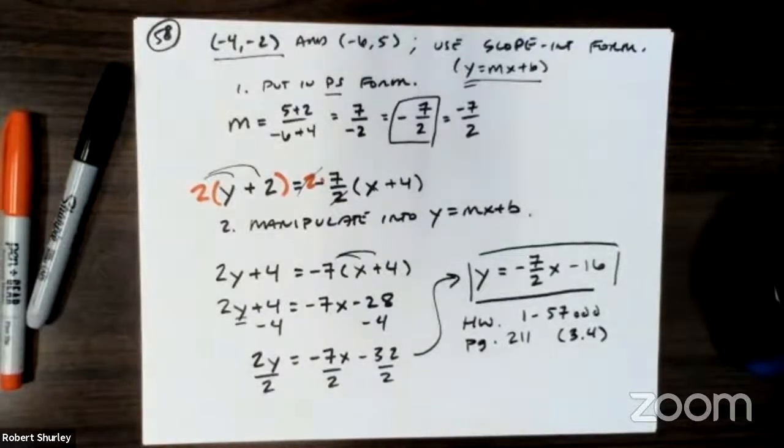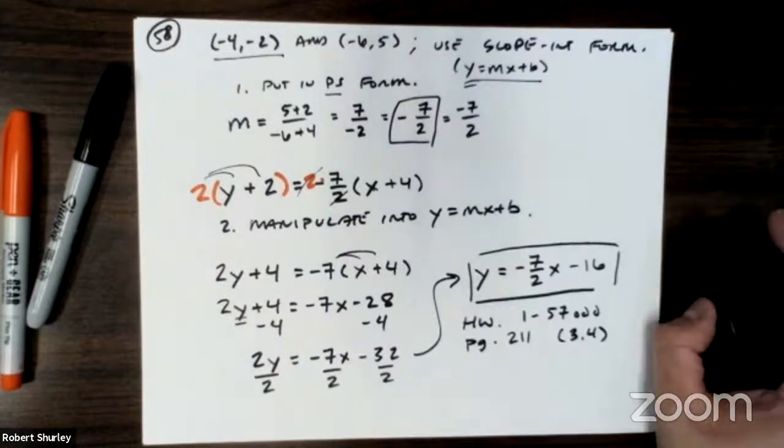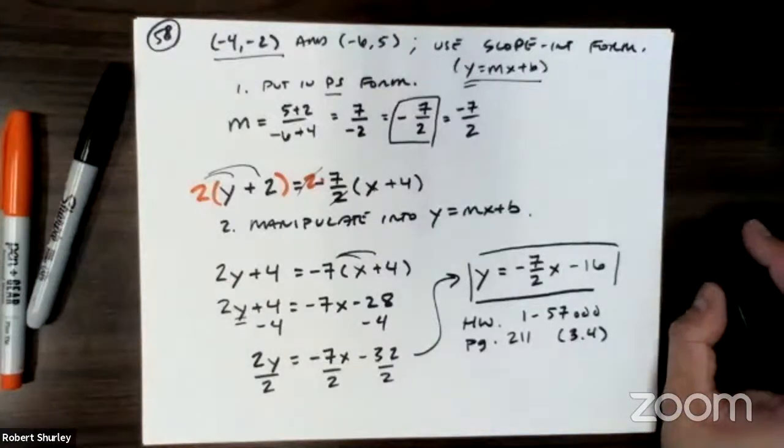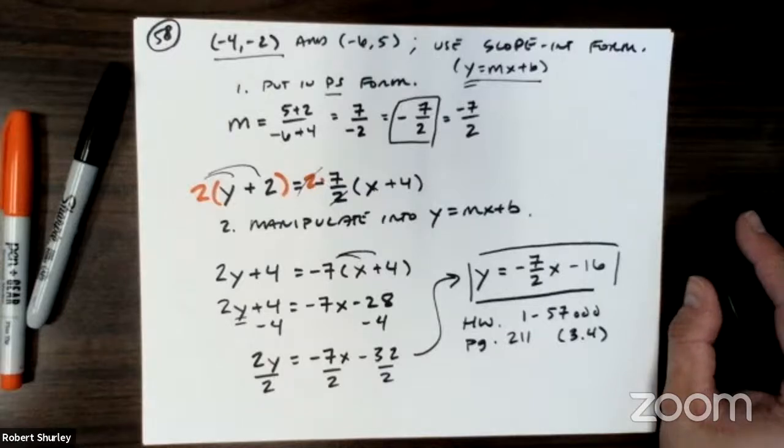I'm about to switch back to my face, so you can write this down. 1 through 57 odd, page 211, section 3.4. Okay, I'm going to switch back to me for a second. Let me see if I've got this.